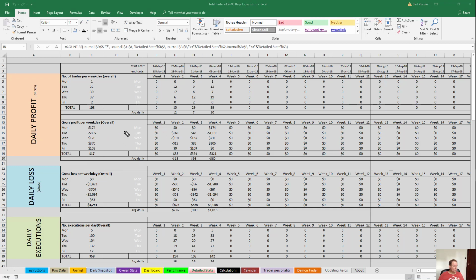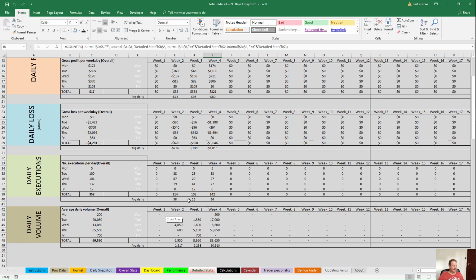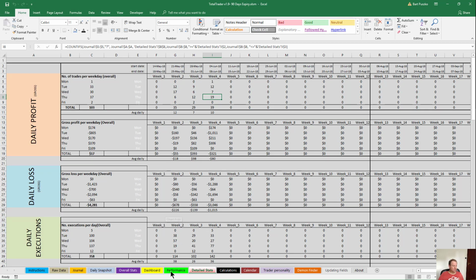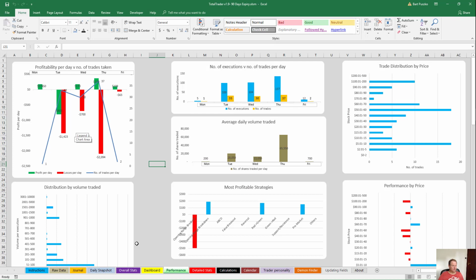So once again, what days of the week do you make most money on? Where do you falter the most? Then once again, same thing for your losses. So what days of the week do you tend to have most losses on? And then executions, which just track how many trades do you take a day, broken down by number of executions. And then volume, what day of the week do you trade most volume on? So once again, you don't need to look at this really, because most of it is already just shown here in graphical format. That's it.